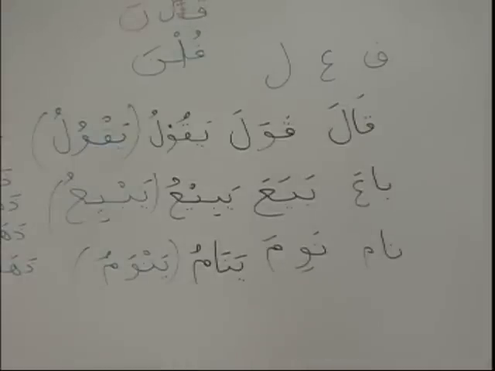Because it's a weak letter. These changes take place only in weak letters, not in normal letters. So, if it is not Bab Nasara, then it will get a Kasra. And once you know Biyana, then Biyata, Biyatuma, Biyatum, Biyati, Biyatuma, Biyatunna, Biyatu, Biyana.